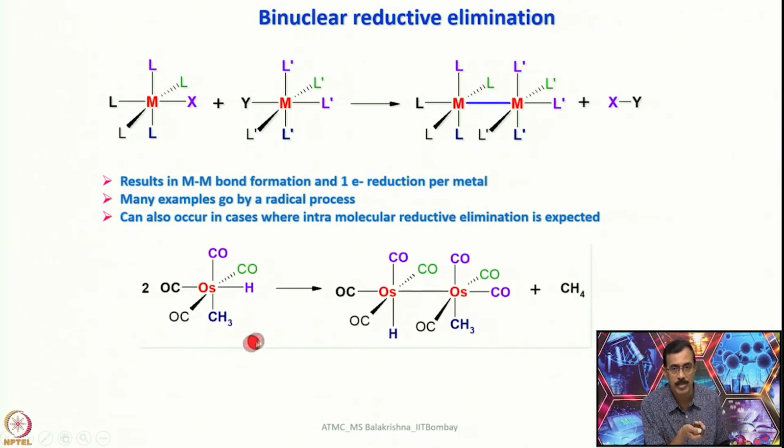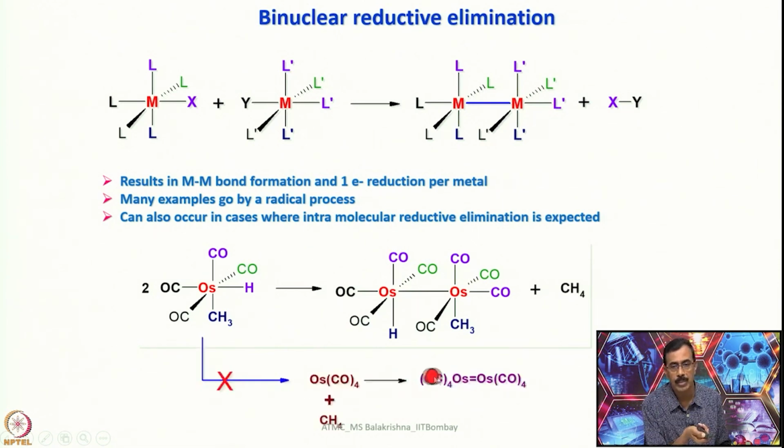So, for example, if we consider this one here, let us take two such species having H and CH3 here like this, and as I mentioned, they can come together something like this and methane can be eliminated. And of course, here it does not follow this mechanism to give this. So, that means basically here what you can see is if this is formed, one can think that yes, it is following a binuclear radical mechanism. Otherwise, we would have ended up with osmium tetracarbonyl complex. So, this shows that it follows binuclear method.